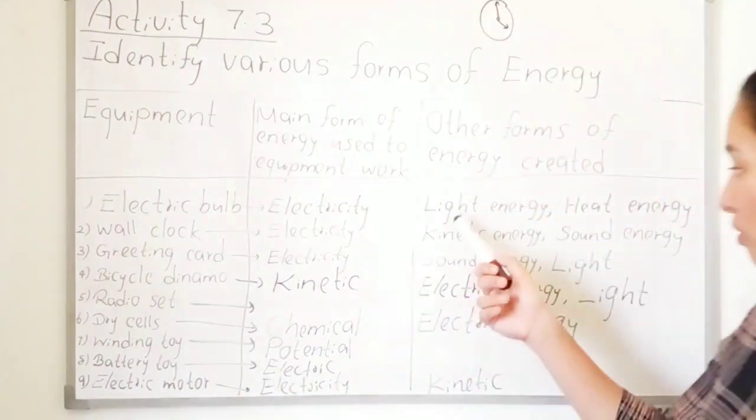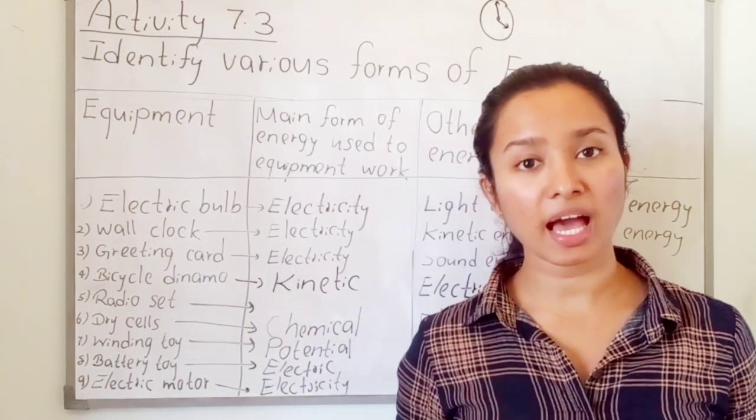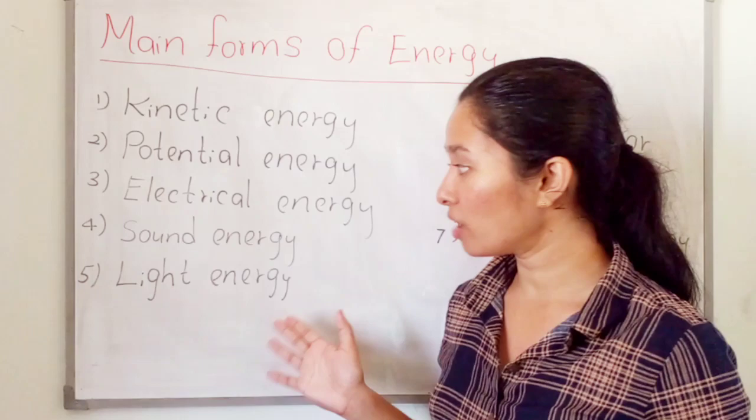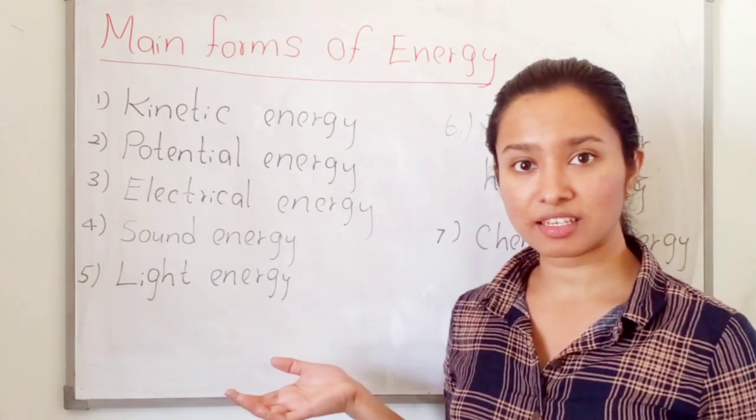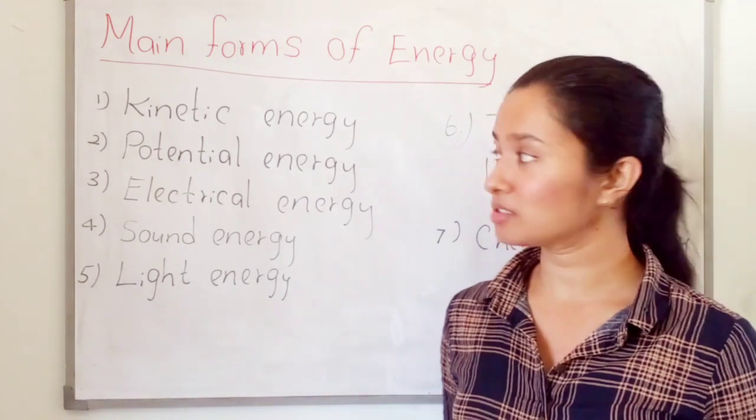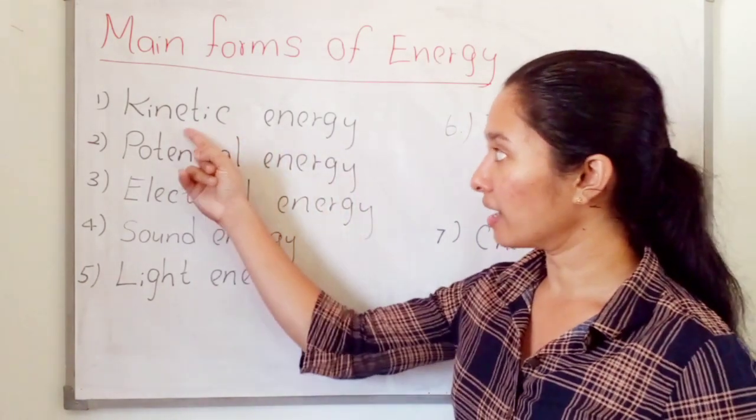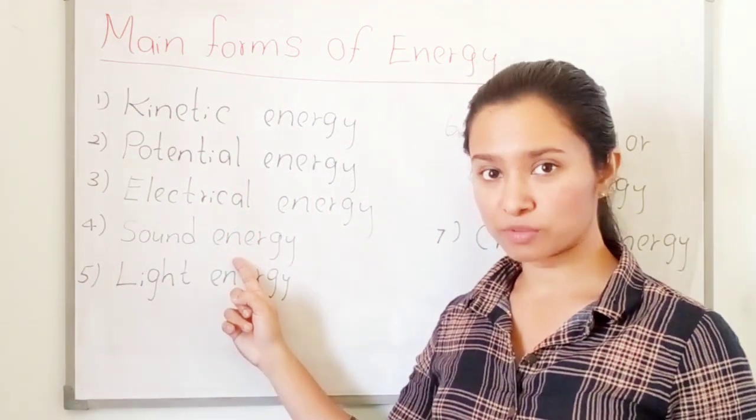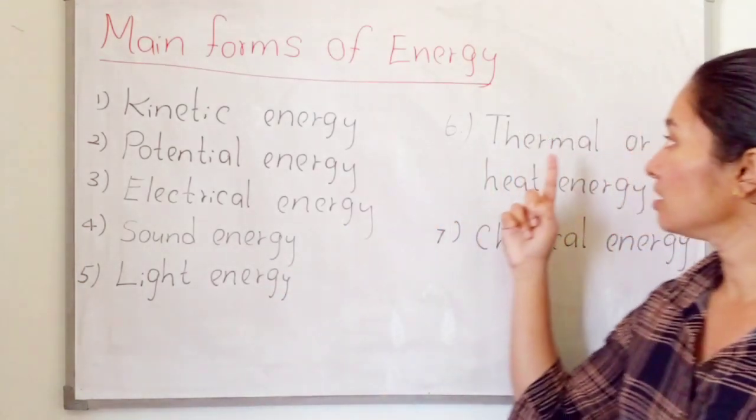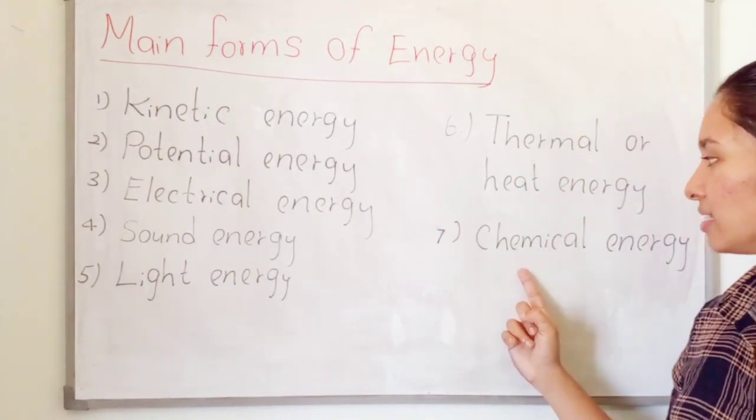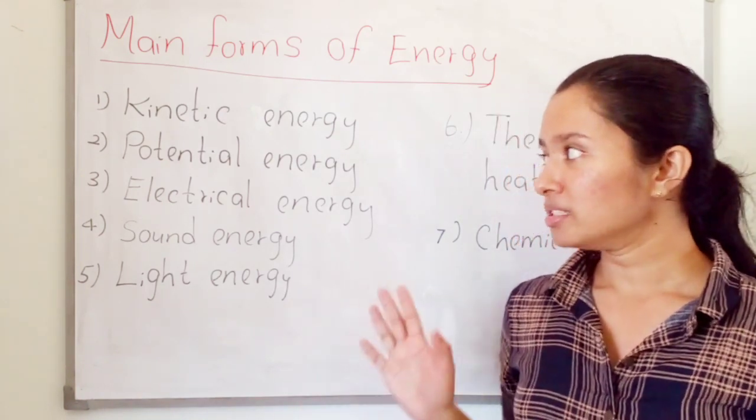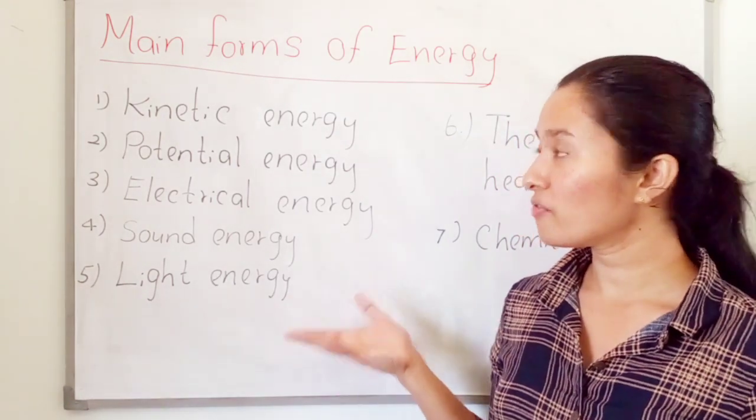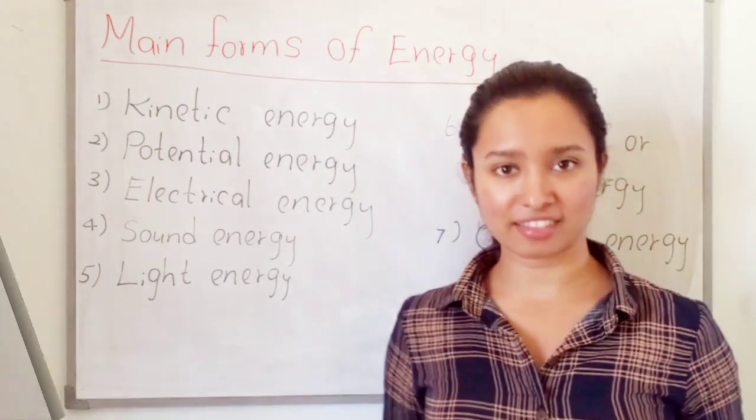You can see there are a lot of forms of energy. So we have to learn one by one. Here I have listed the forms of energy we have discussed in the previous practical. So what are those energies? Kinetic energy, potential energy, electrical energy, sound energy, light energy, thermal or heat energy and chemical energy. So now we are going to learn these forms of energy one by one. First one is kinetic energy.